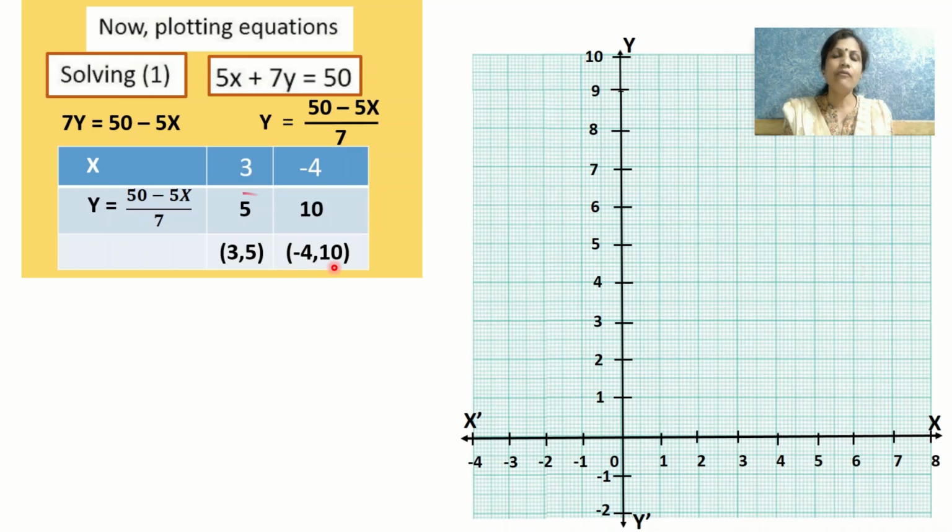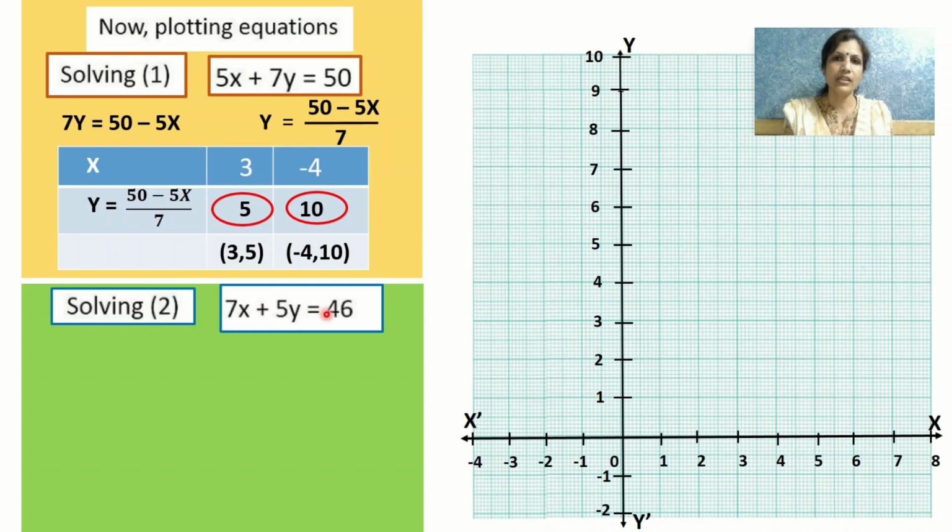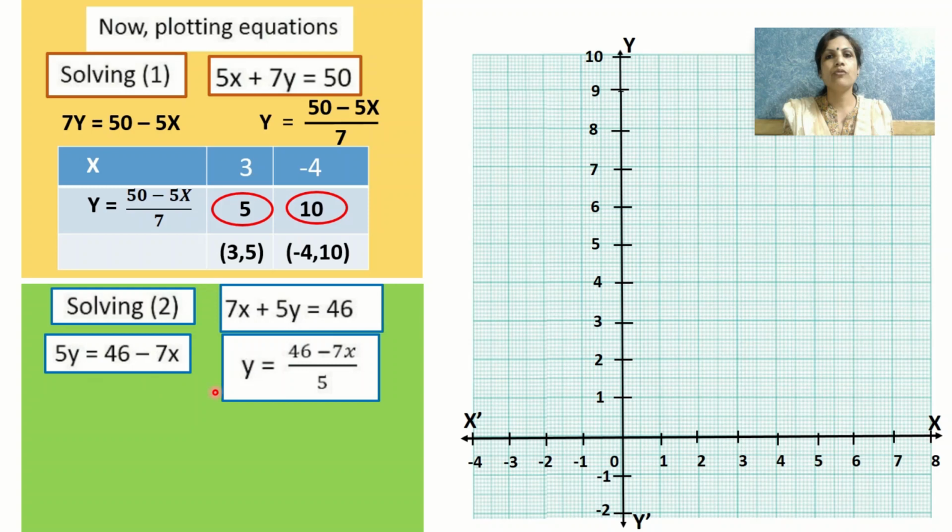Alright, then we will consider our second equation, and the second equation is 7x plus 5y is equal to 46. Then we'll write it in such a manner that y will be towards the left, so 5y is equal to 46 minus 7x, so y is equal to 46 minus 7x upon 5. Then we will try drawing the table and find the coordinates.